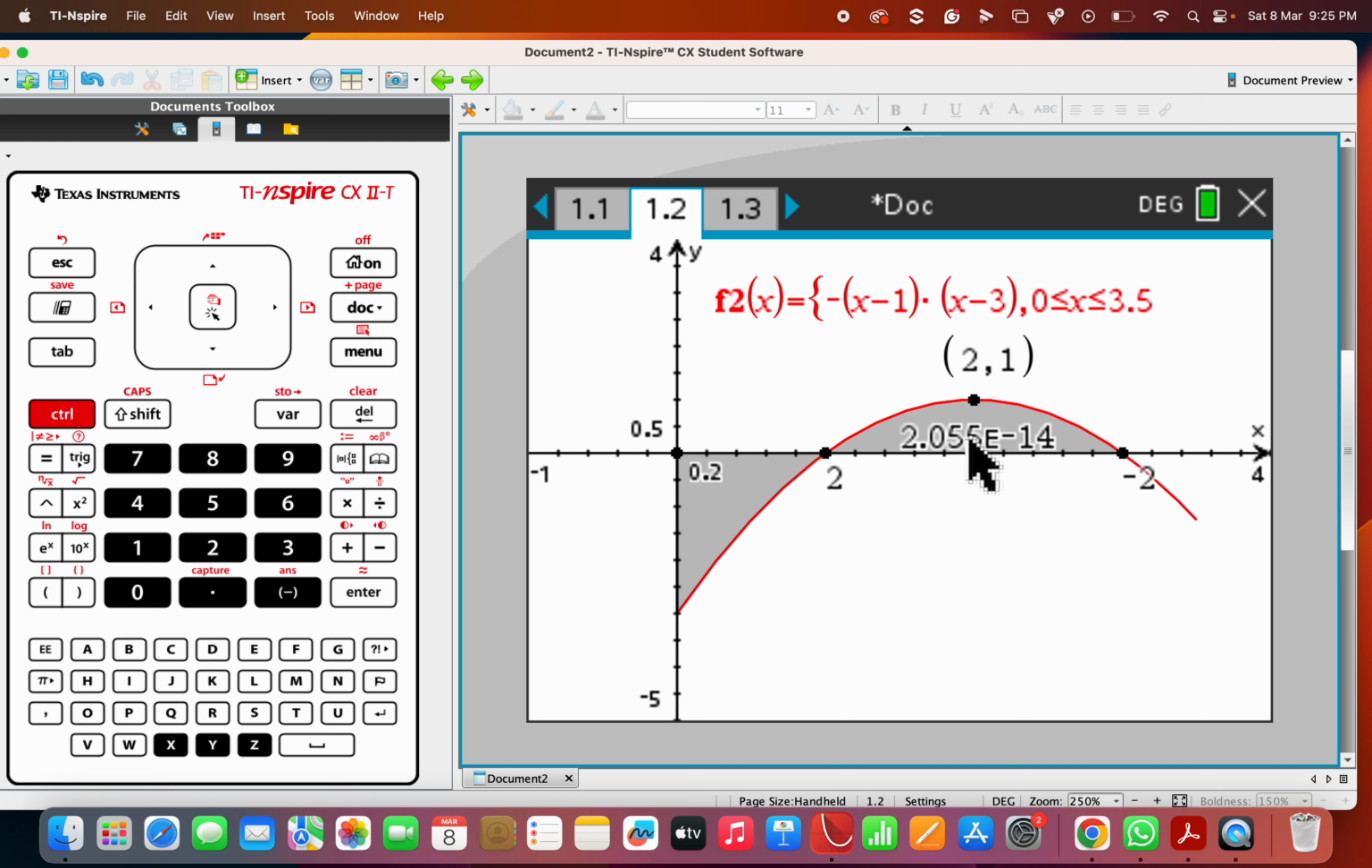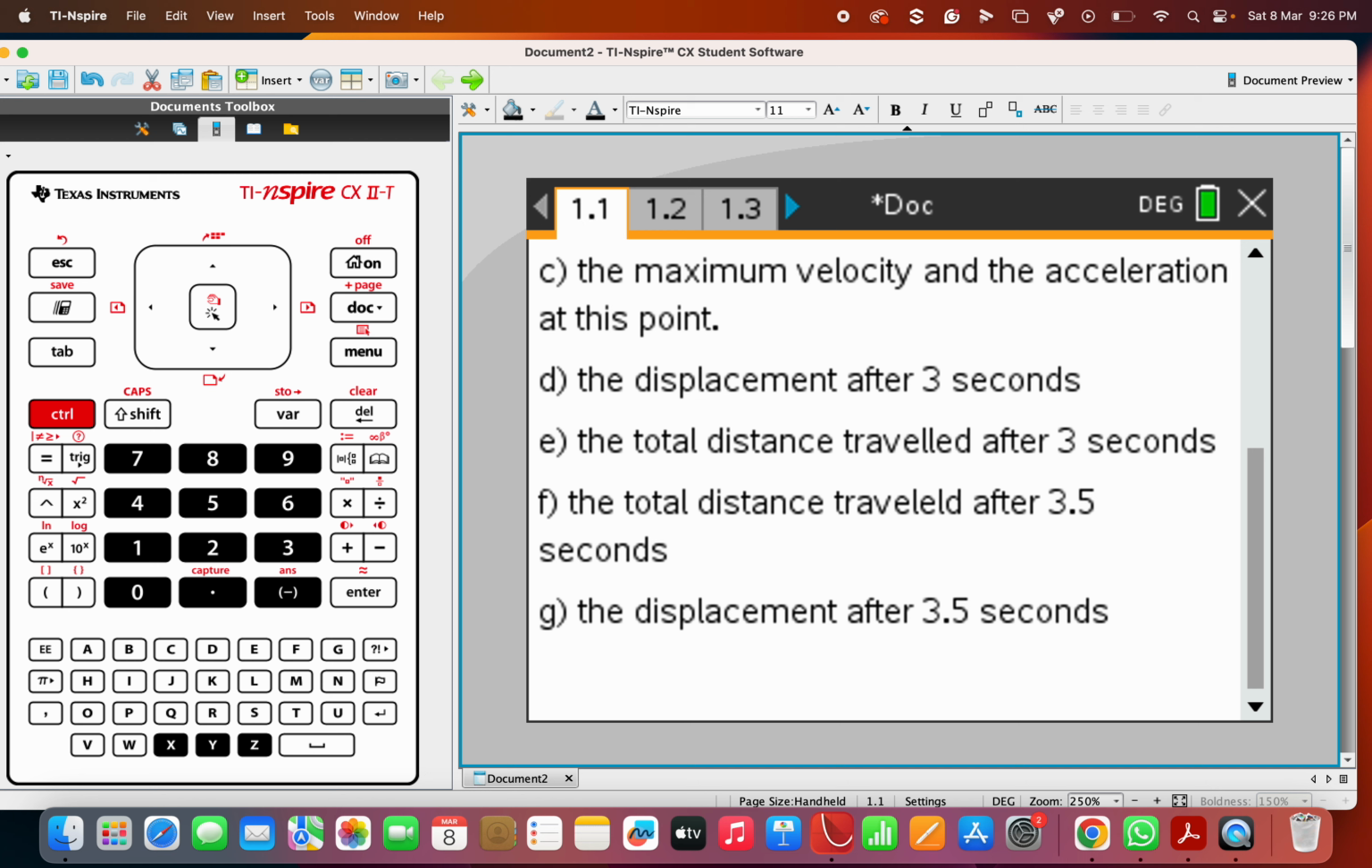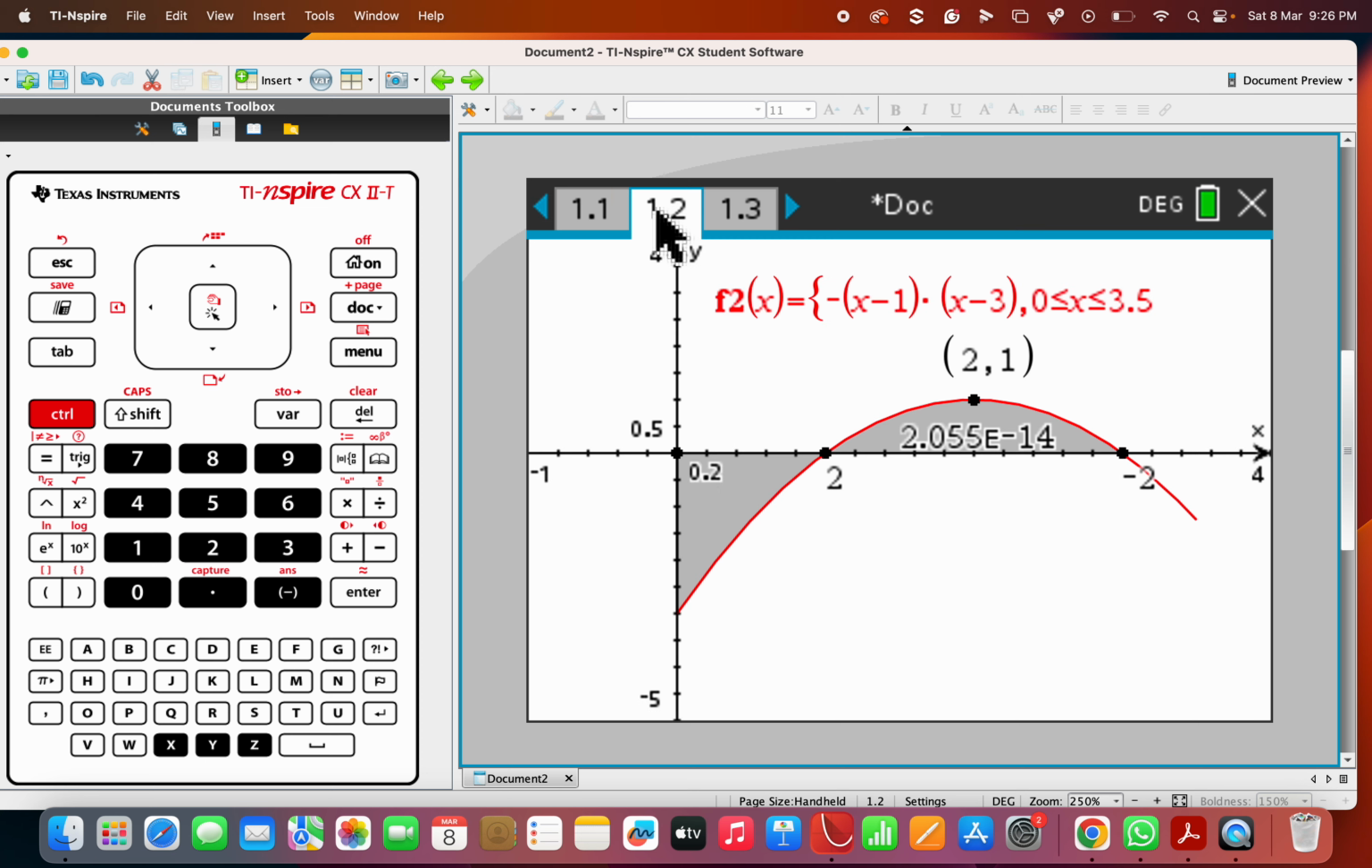This is 2.055 times 10 to the negative 14. Pretty sure that's very close to 0. So it's actually gone out a certain distance and it's come back the same distance. So that's after 3 seconds. The total distance, okay, now the total distance travelled after 3 seconds. Alright, so we go back to our graph.